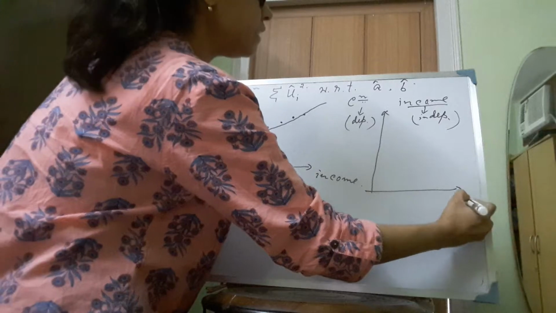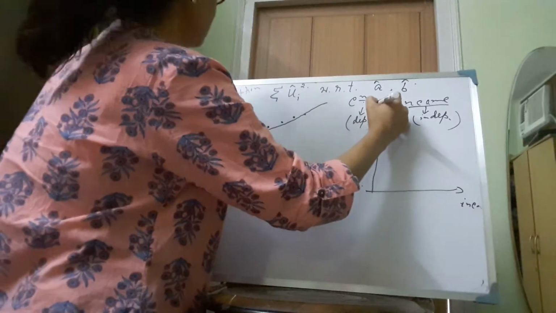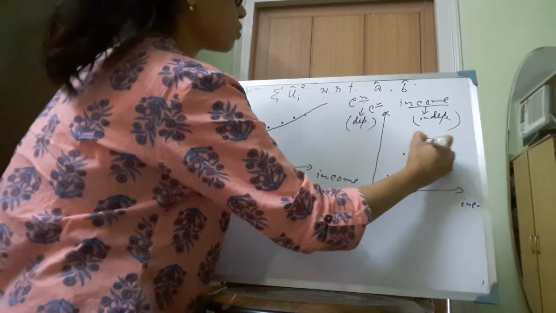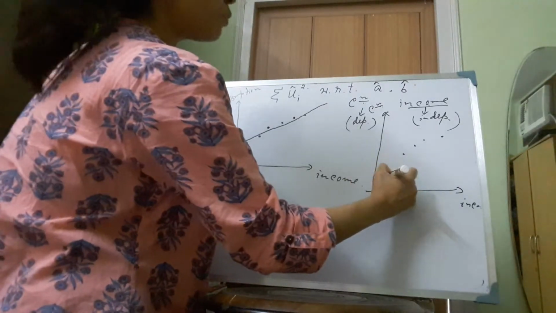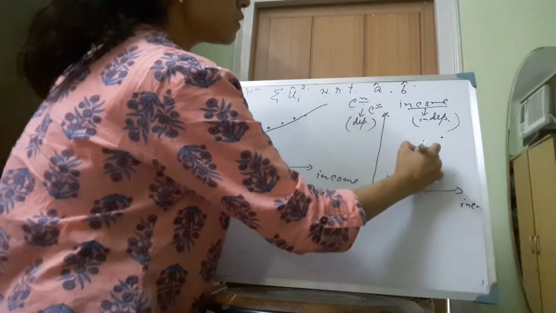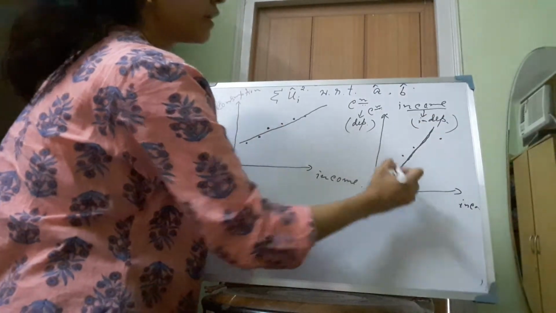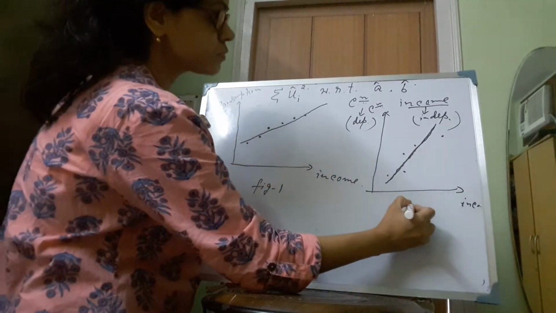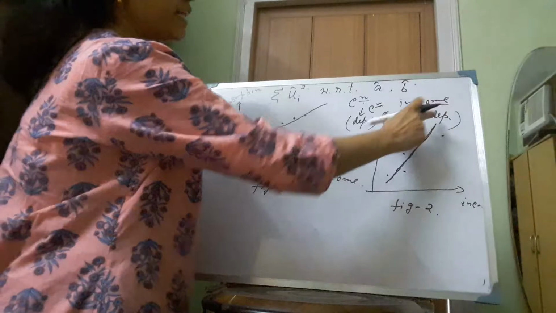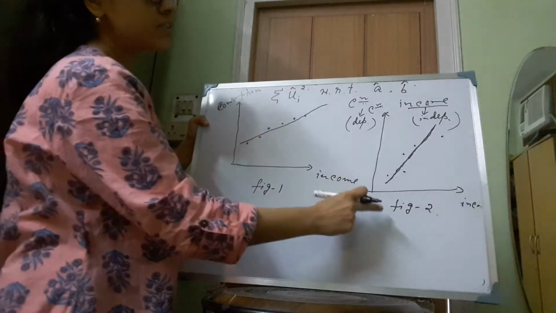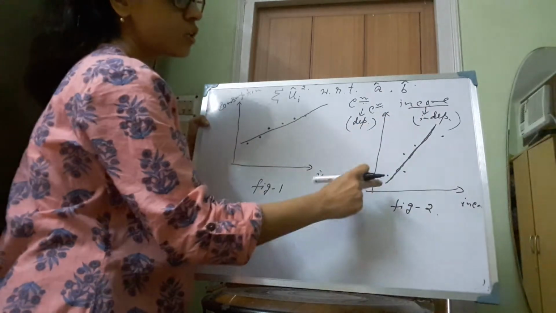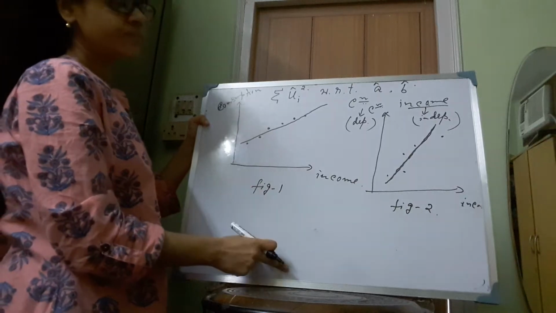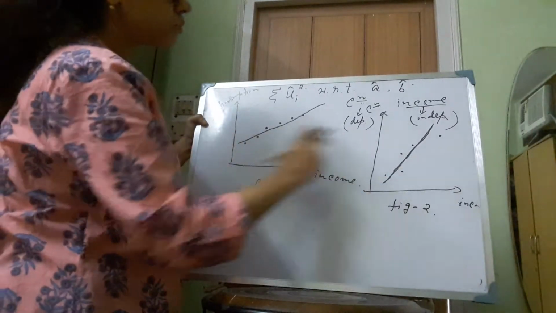So here also we are taking income along the x-axis and consumption along the y-axis, and we have the same dots here also. Now suppose the line that we are fitting is this straight line. Now what is the difference between figure 1 and figure 2? Here you can observe that this line is much steeper than this line. So the straight line that we are fitting through these dots is steeper than the straight line that we are fitting in figure 1.